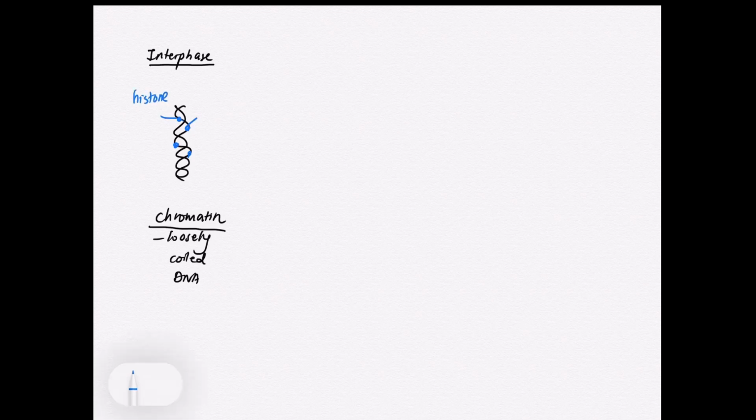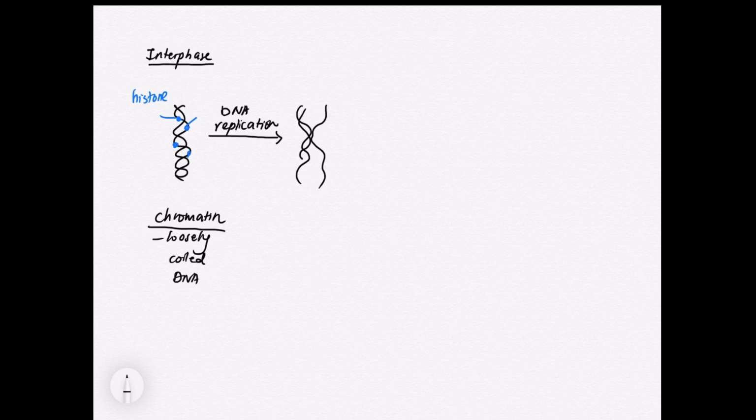So during interphase, what happens to the DNA? DNA will undergo DNA replication. So from one DNA molecule, you will be getting two genetically identical DNA molecules.